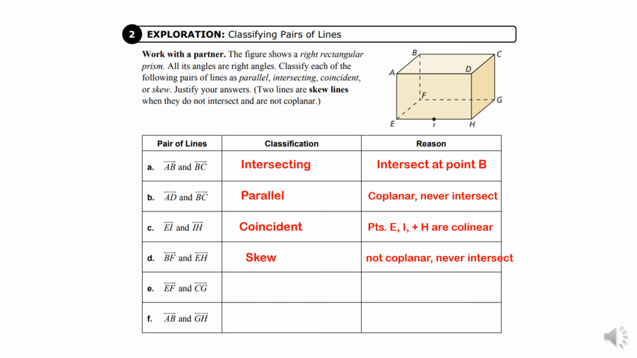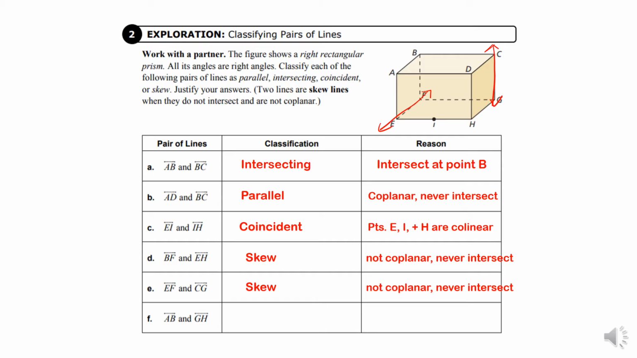The next one is EF, so that's this one, and CG. CG is like this. Again, I think those are skew as well, and that is because they are not coplanar and they never intersect.